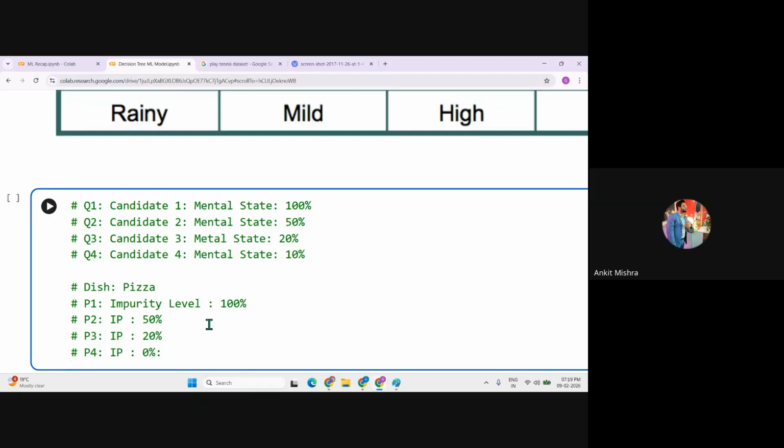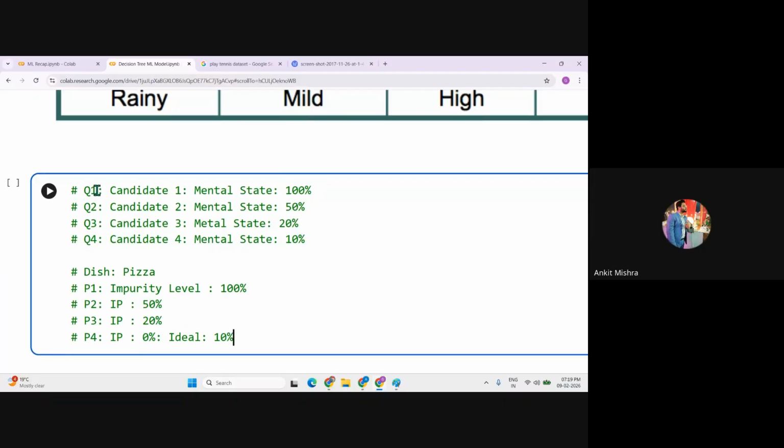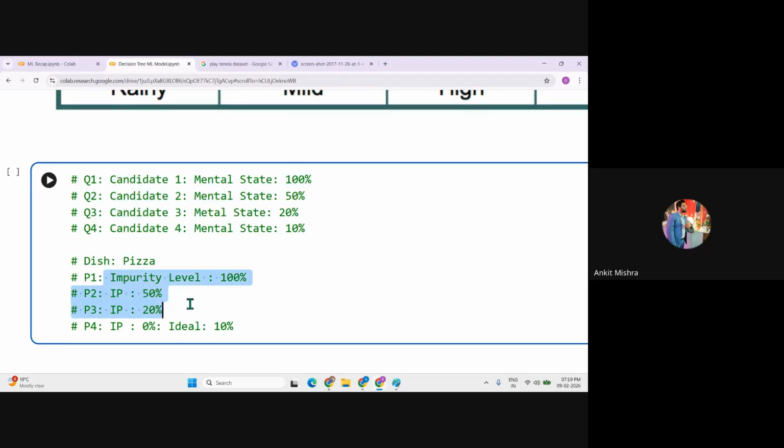You cannot get 100% pure pizza, right? So let's just consider this as an ideal case. Let me make this a 10% impurity. Now, in that particular question, everyone selected candidate one as the PM candidate because they had a mental state of 100% correct. Now, in this one, guys, let me know where each pizza gets its impurity level.